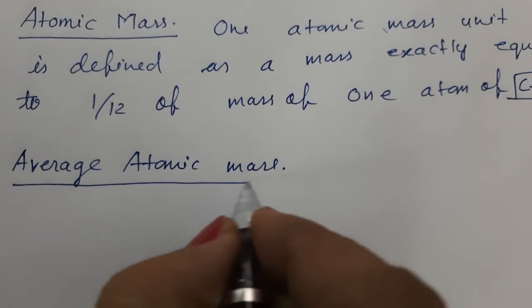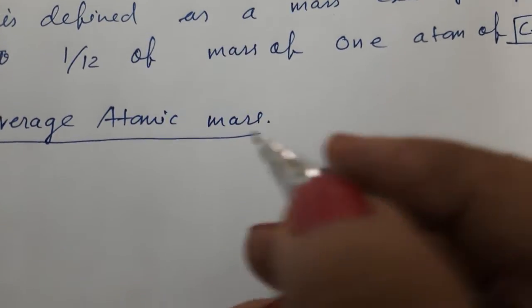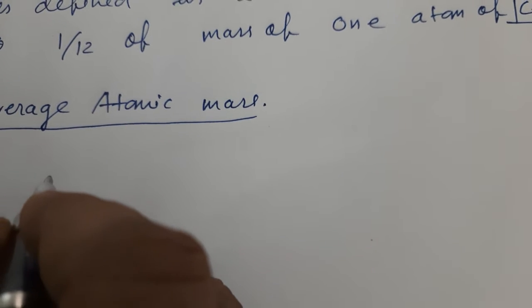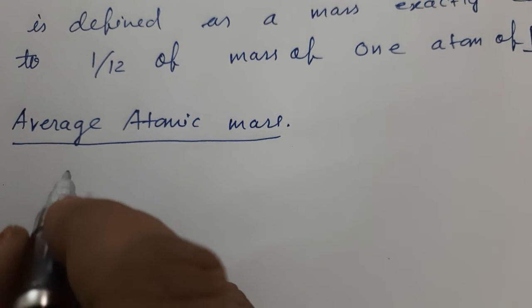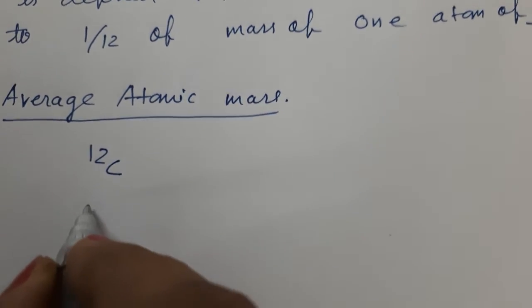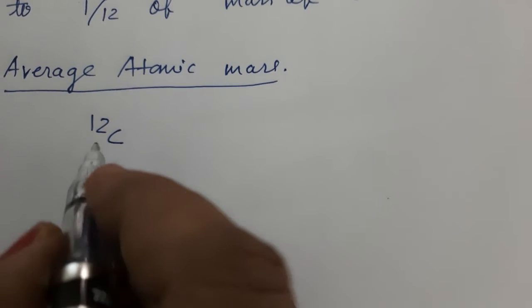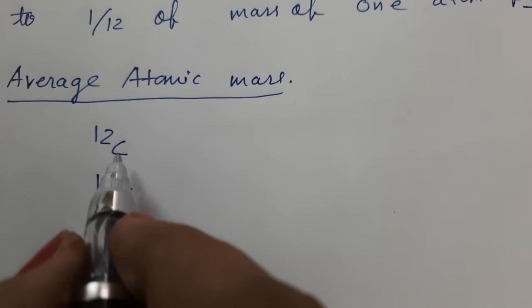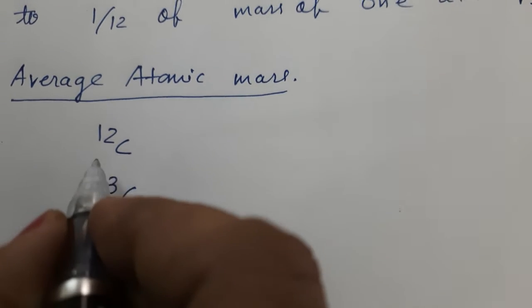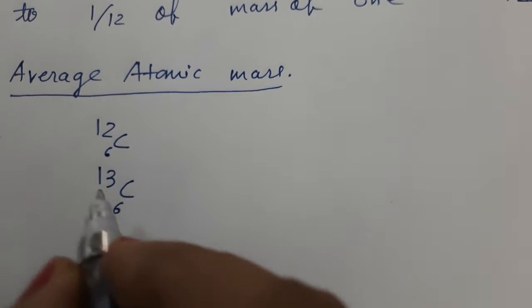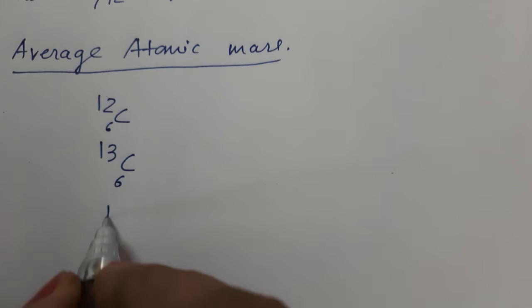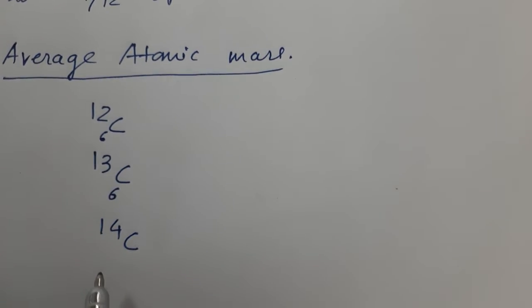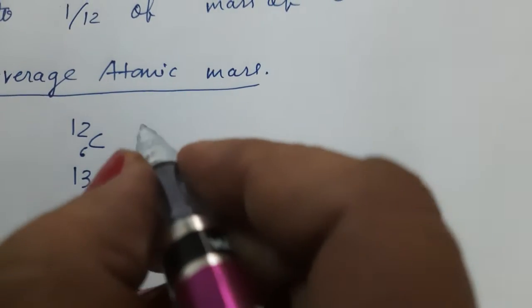Suppose any element has more than one isotope, like carbon 12, then suppose carbon 13. As you see, the atomic mass is different, but the atomic number would be the same, okay? So the atomic number will be 6 only, but the atomic mass is different, then carbon 14. So the number of neutrons changed, so relative abundance is found.